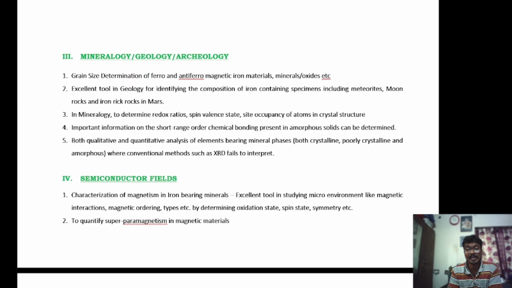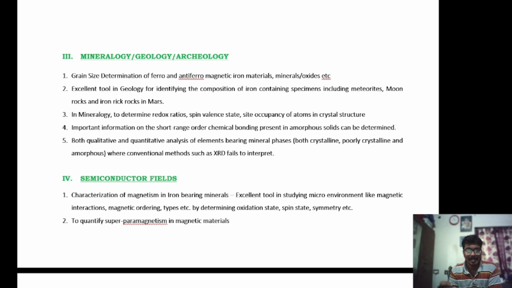Okay, and moving to the third part, mineralogy, geology, and archaeology. This MÖSSBAUER spectroscopy finds major applications in these three fields. The first application is grain size determination of ferro and antiferromagnetic iron elements. What is a grain size? Grain size is nothing but, every metal consists of minute crystalline particles oriented in different directions, and these minute particles are called grains.